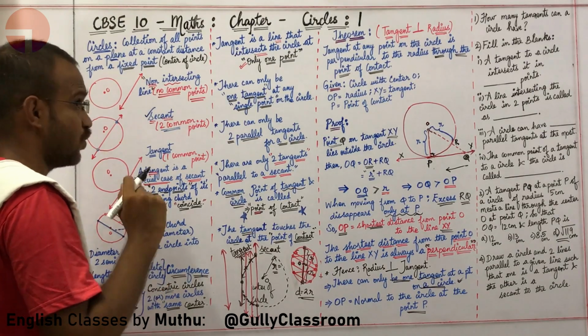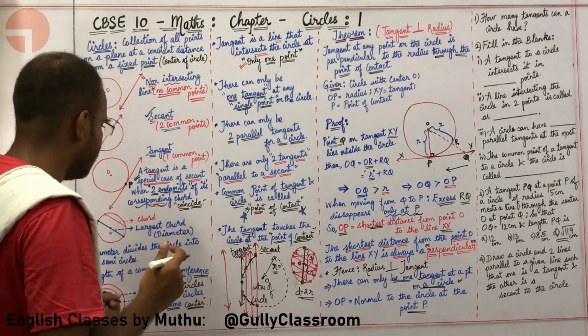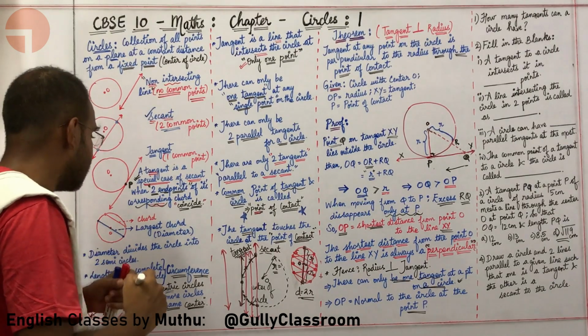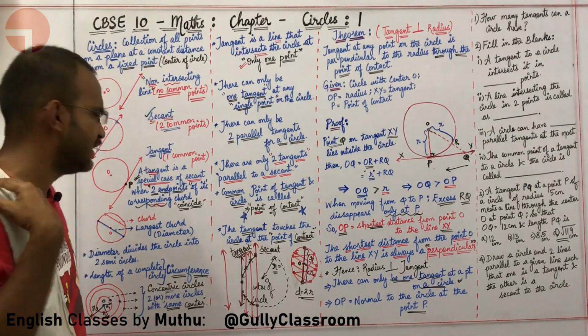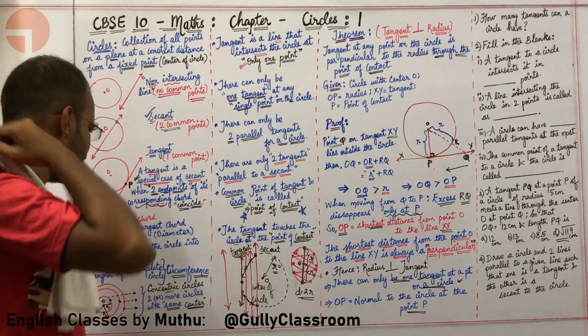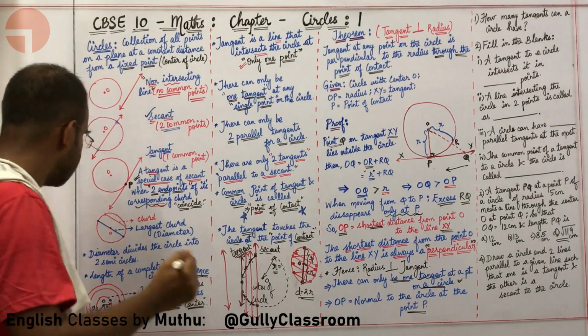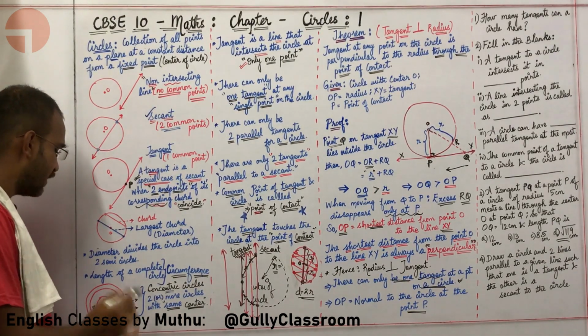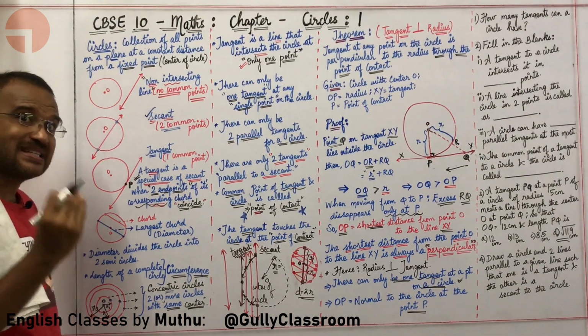Okay sir. What next? So we will next learn about concentric circles. What is meant by concentric circles? Concentric circles are nothing but circles which have the same center. Okay, but each circle has a different radius.